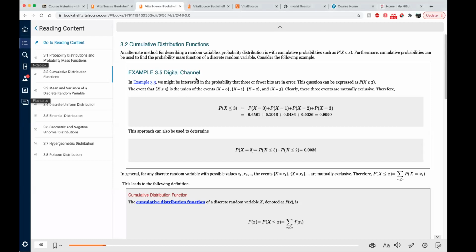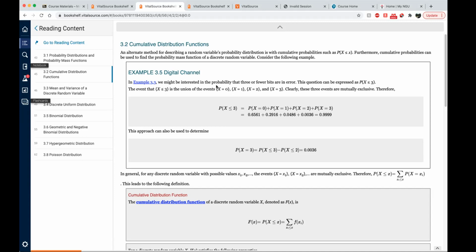This is the channel. The question is to find the probability that x is less than or equal to 3. The cumulative distribution is the probability that x is less than or equal to 3. That means x can be any value of the discrete random variable less than or equal to 3, right? In this example, they use the table in example 3.3.